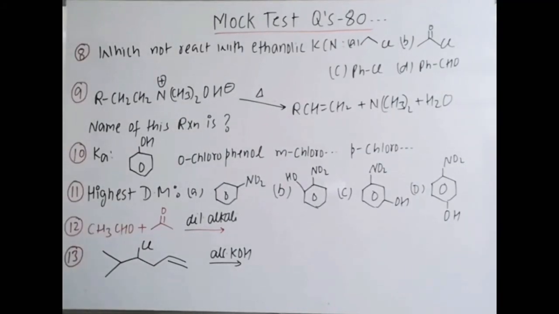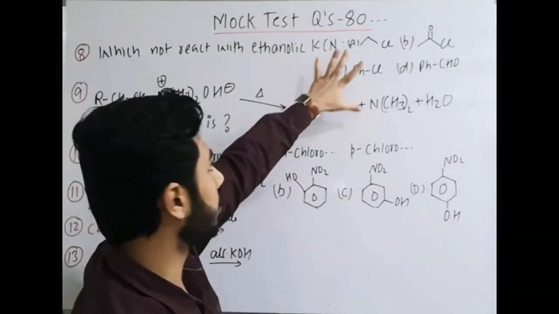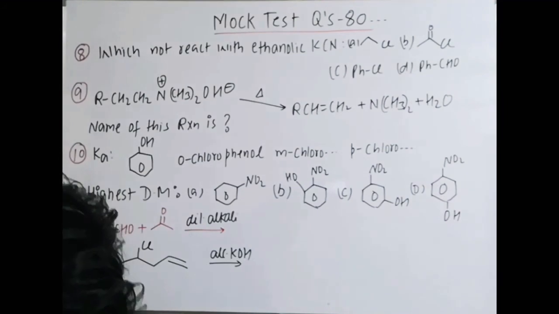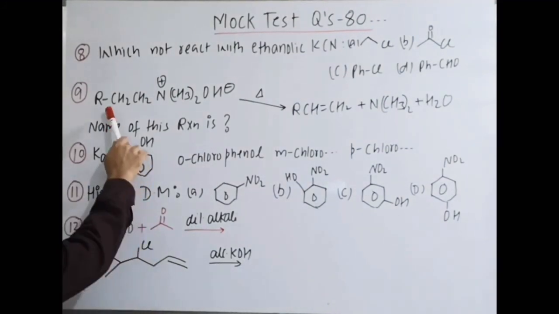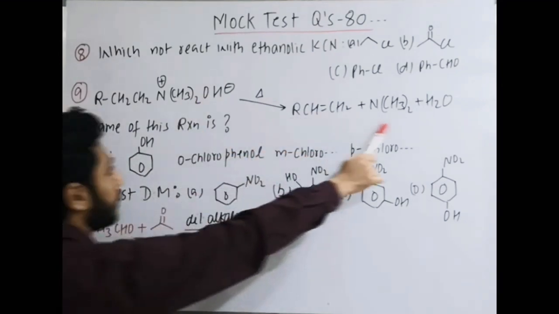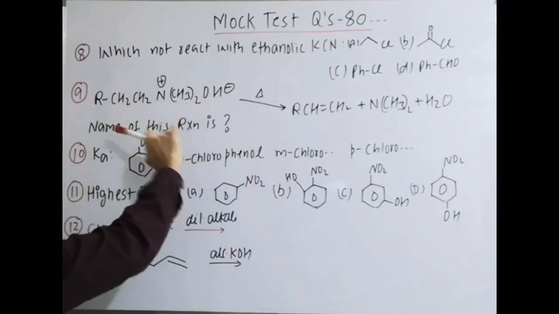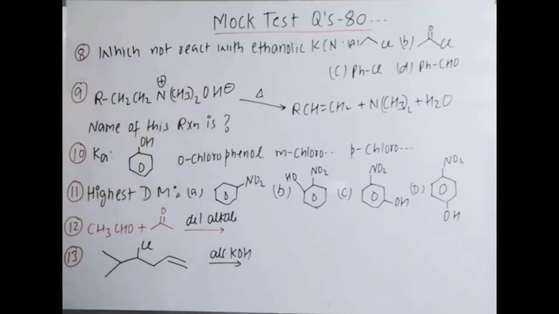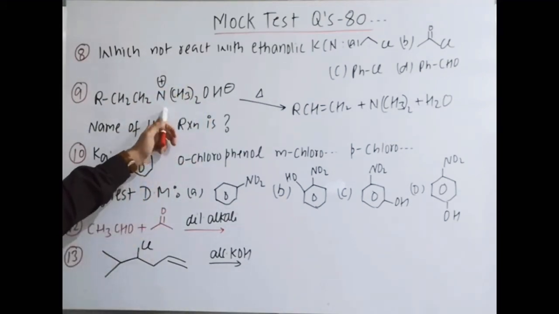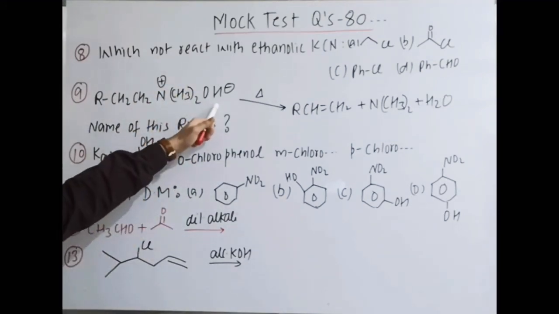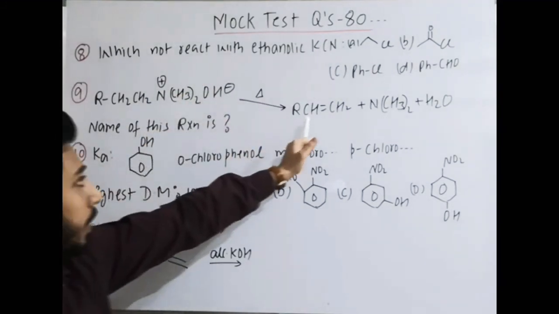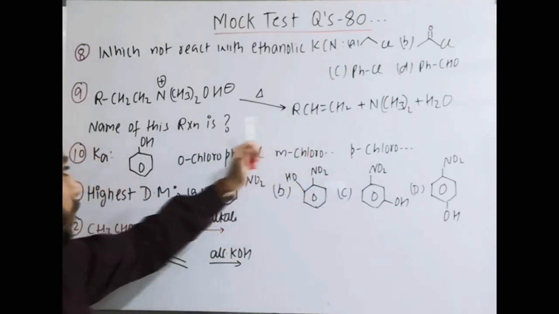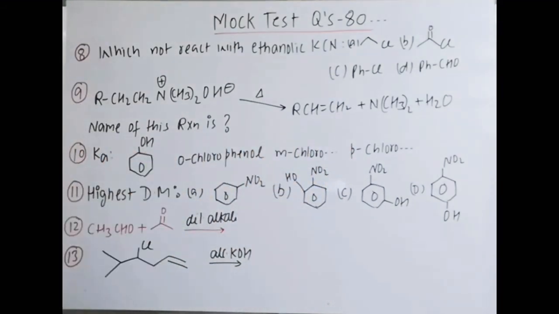Now in the next question, which will not react with ethanolic KCN, these are the 4 options given, identify it and then I'll answer. You can pause this video and try it. The second question is this reaction given. It is a tertiary amine, or basically a salt. It is the nitrogen with 3 R groups and 1 OH minus. It is an amine oxide or amine hydroxide, and after heating it gives an alkene. You have to find out which name reaction it is.